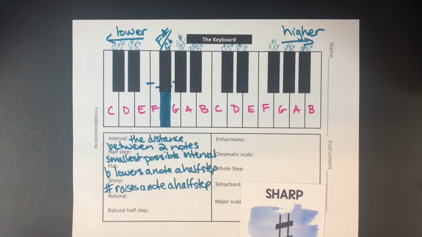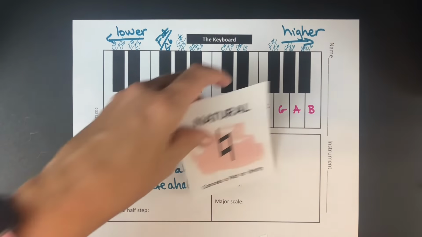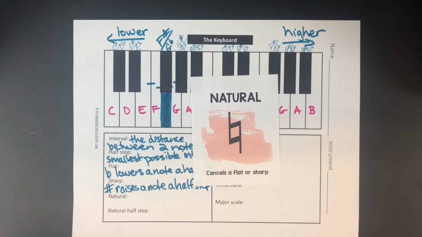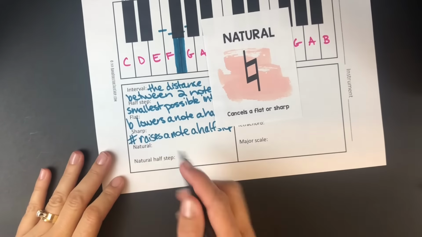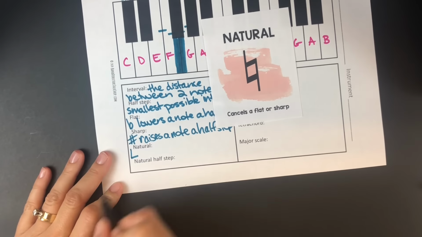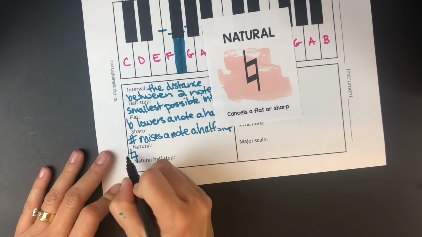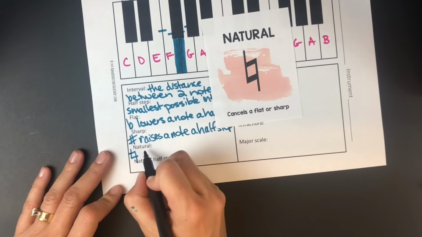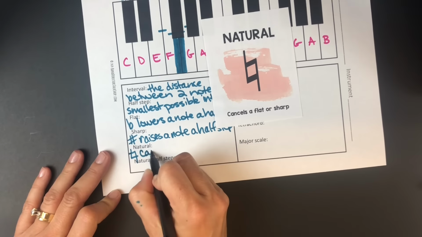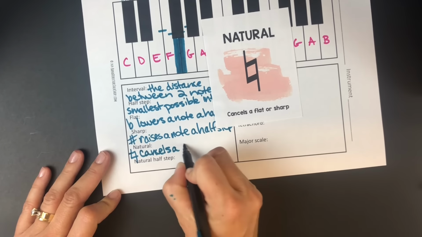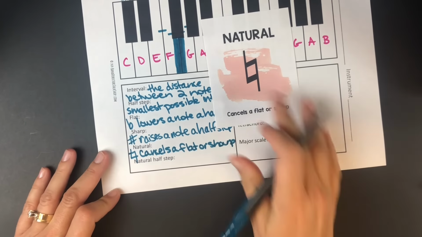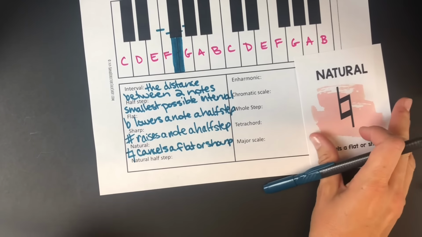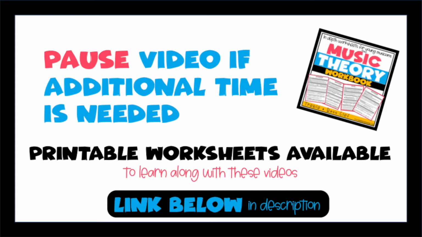All right, the next one is a natural. A natural cancels a flat or a sharp. And the way I write a natural is I do an L and a 7. Okay, a natural is kind of like an L and a 7. A natural cancels a flat or sharp. Okay, and again, if it takes you longer to write than me, just pause the video for a minute, okay?